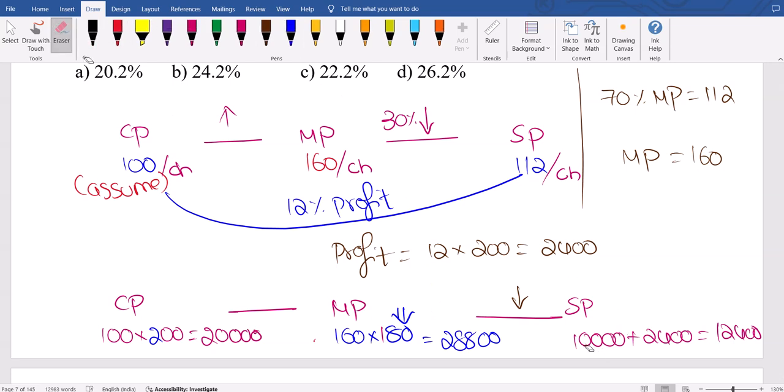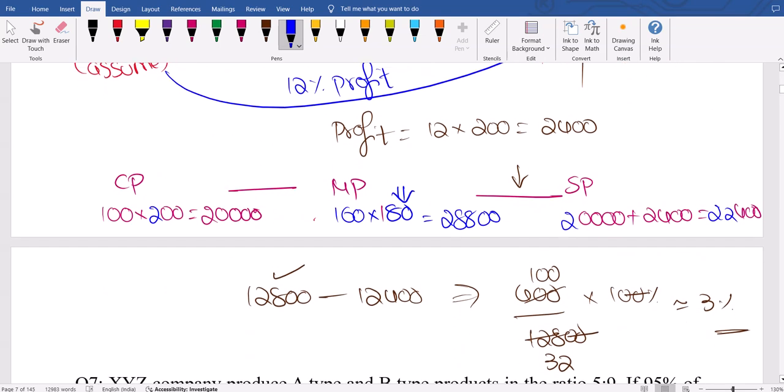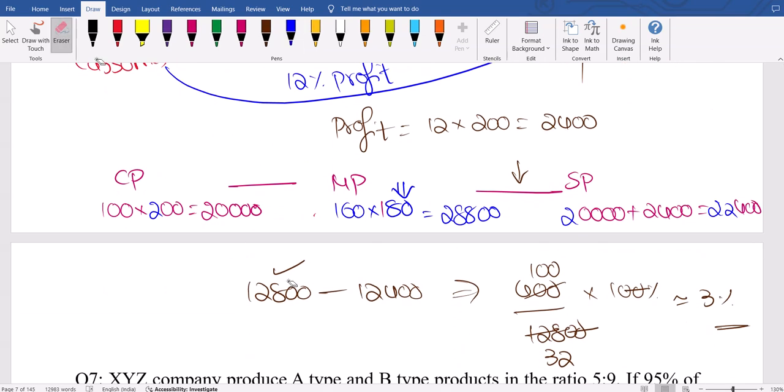Same profit percentage. We want 12% profit. 1% is 200, 12% is 2,400, so 20,000 becomes 22,400. Now 28,800 becomes 22,400. Now the decrease is 6,400.